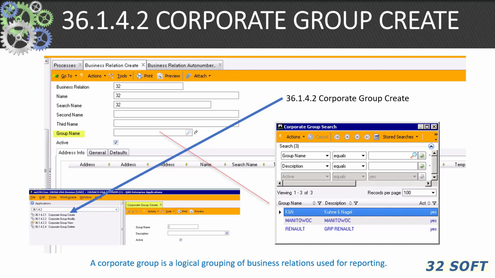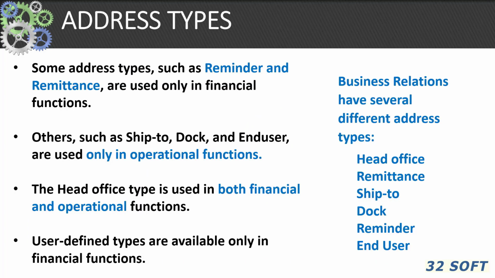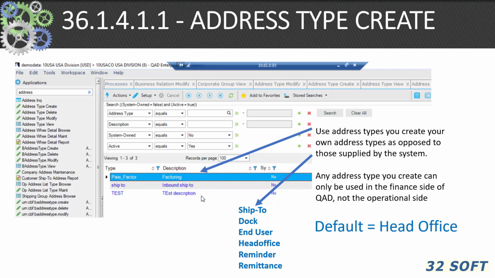This allows you to create a logical grouping of business relationships, again, used for reporting. Various address types. There's several that are provided with the system: head office, remittance, ship to, doc, reminder, and user. Reminder and remittance are primarily financial. The ship to, doc, and end user are on the operational side. Head office is the default and is used in both financial and operations. And then, as I mentioned, you can create your own user defined.